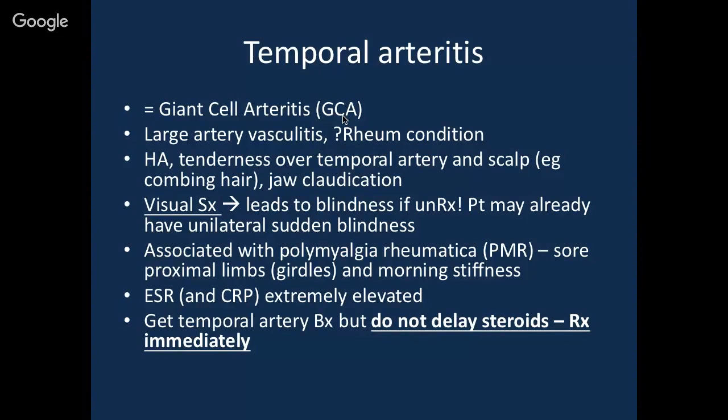And get a temporal artery biopsy. You must get it of both arteries, but don't delay steroids. You give the treatment immediately because you can't recover lost vision from this condition. So what you need to know if this comes up in the OSCE is urgent steroids. Even if that's not the diagnosis, if you're considering it, give them steroids, figure out what it is later. Don't wait for the biopsy.